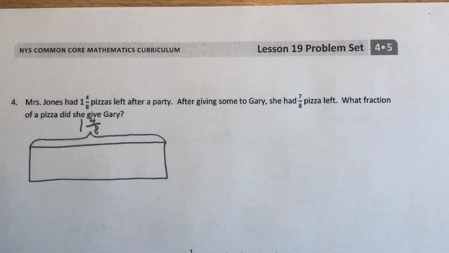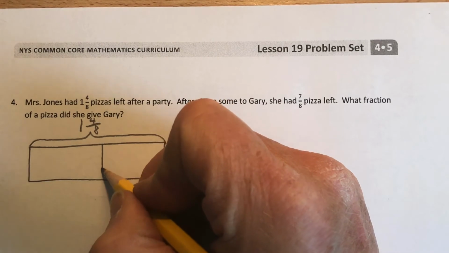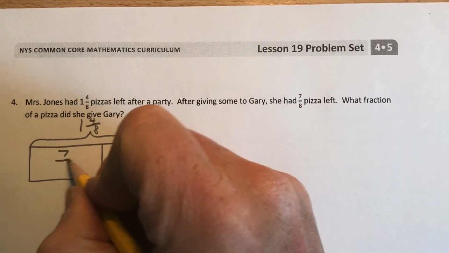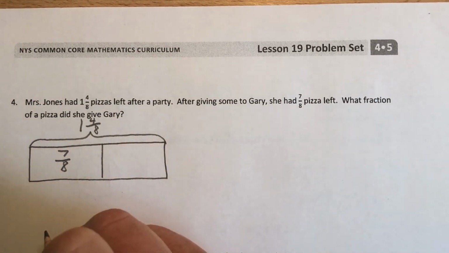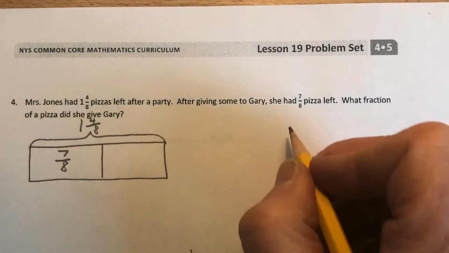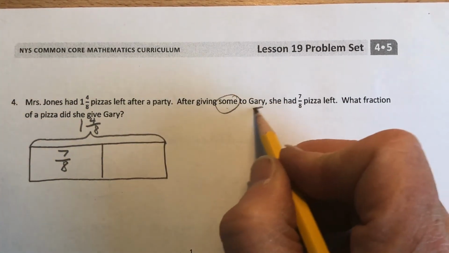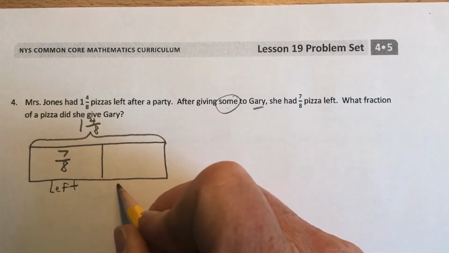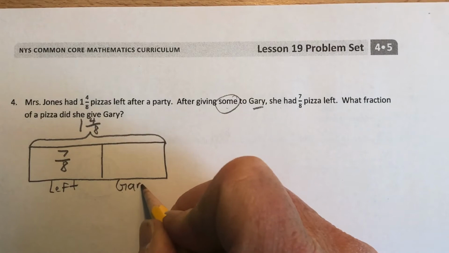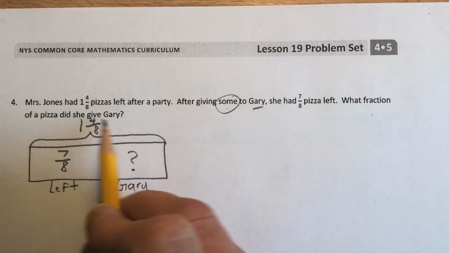And then she gave some to Gary. I'm going to make a rectangle here and say 7/8. After giving some to Gary, she had 7/8 left. We don't know how much she gave to Gary. So 7/8 is what she has left, and this is the amount she gave to Gary, which we don't know. It's some. So what fraction of pizza did she give to Gary?